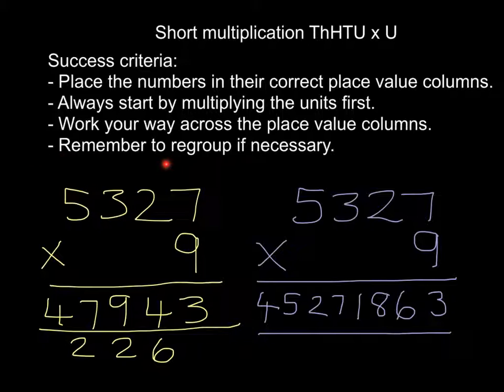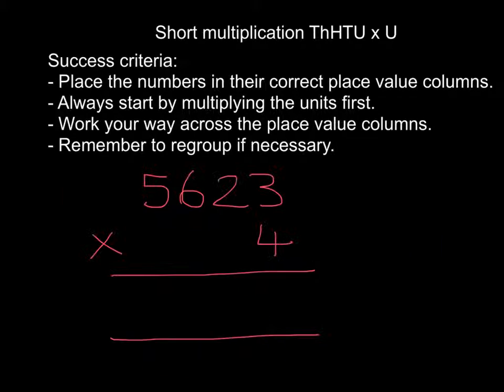If you remember, our success criteria says remember to regroup if necessary. When we multiply 7 by 9 in the purple one, we have written 63 in the answer box. However, the 6 tens should be underneath, ready to add on when we do our 2 tens multiplied by 9. Can you spot the other mistakes in this part of the calculation?